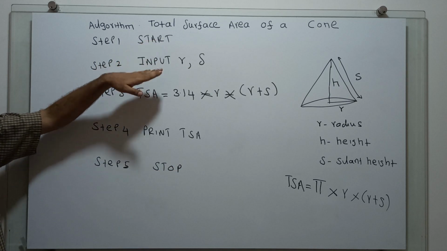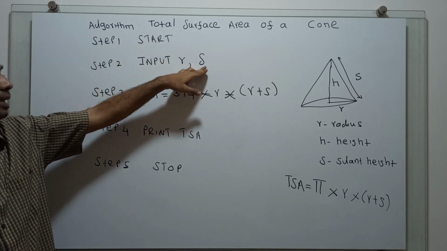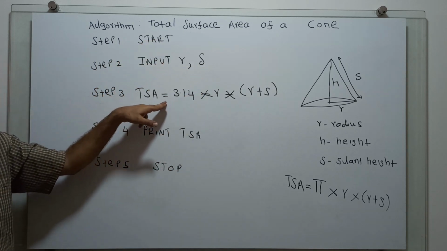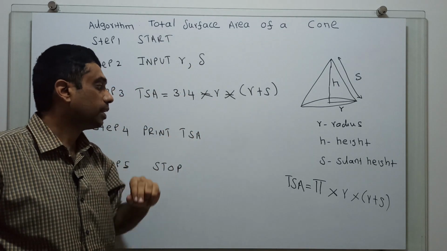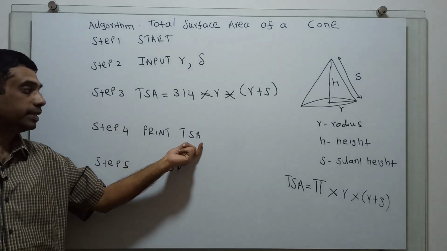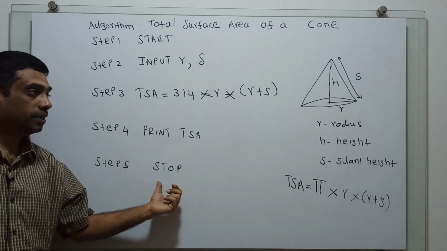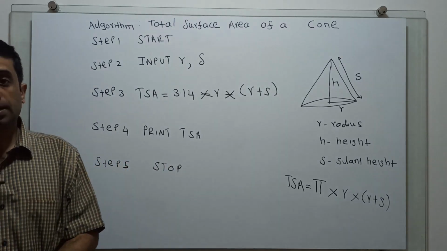So, start, I am obtaining radius and slant height as an input. Total surface area equals 3.14, value of pi, into radius plus slant height. Step 4, print TSA, total surface area. Step 5, stop. That's it.